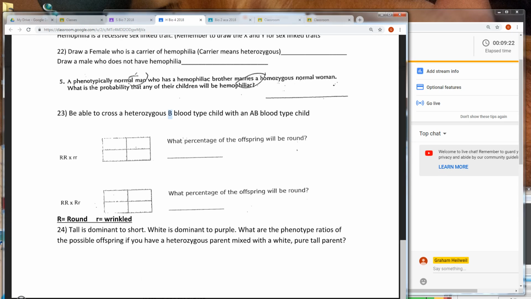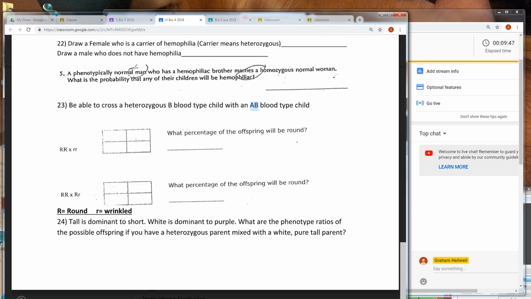B blood type child with an AB blood type child. It's heterozygous. So that's IBI mixed with IA, IB. What do we have to do? Oh, just cross it. Yeah, so you would do a cross of that. Set up IBI with IA, IB, and you would just do a cross with those two. Alright, we skip those. That's pretty simple stuff.